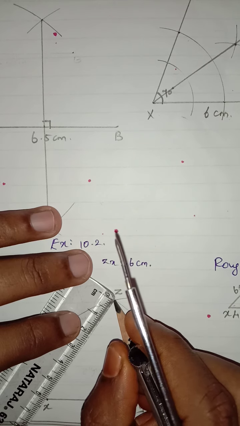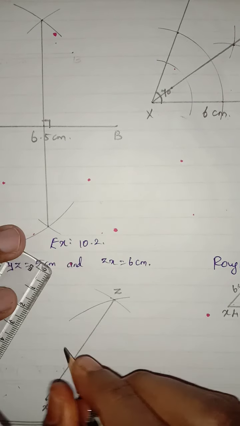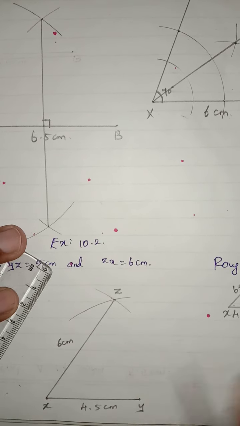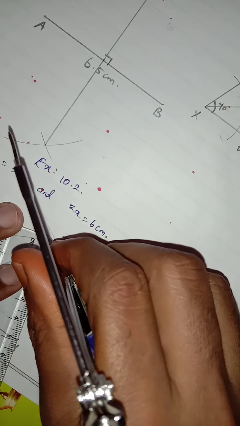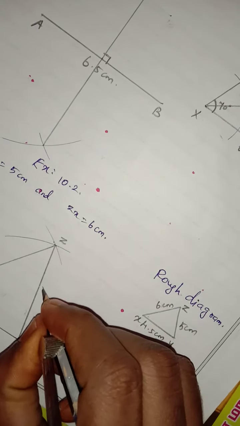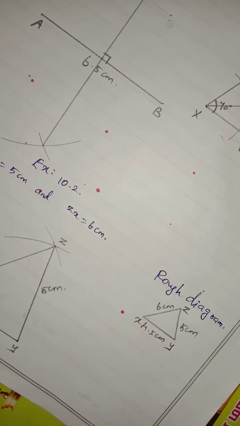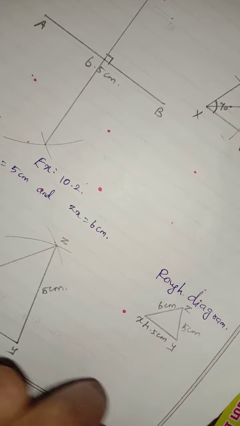If you want, you can check that you took the correct one. So ZX is 6 centimeter and YZ is 5 centimeter. Like this only you want to draw a triangle, children. Next, we are going to see the second question.